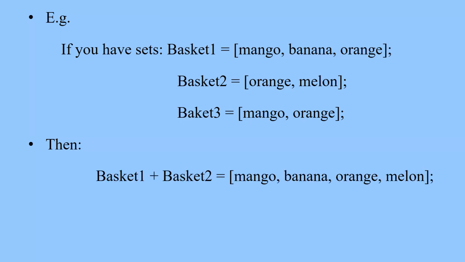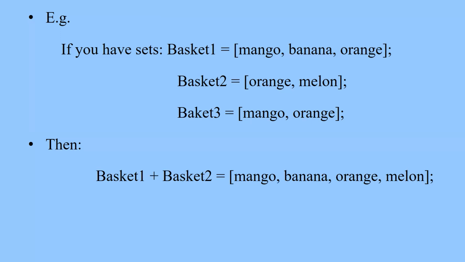Remember, basket 1 contains mango, banana, and orange. Basket 2 contains orange and melon. So when we are uniting the two sets, you don't repeat orange again. Remember, orange is in both. And therefore, when we add set 1 called basket 1 to set 2 called basket 2, what we get are the overall members of those sets, the overall elements of the set.